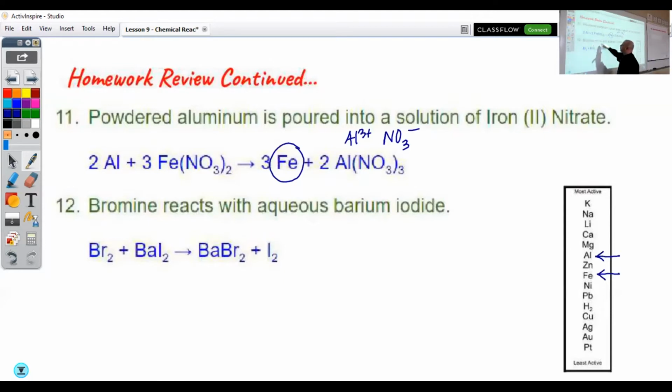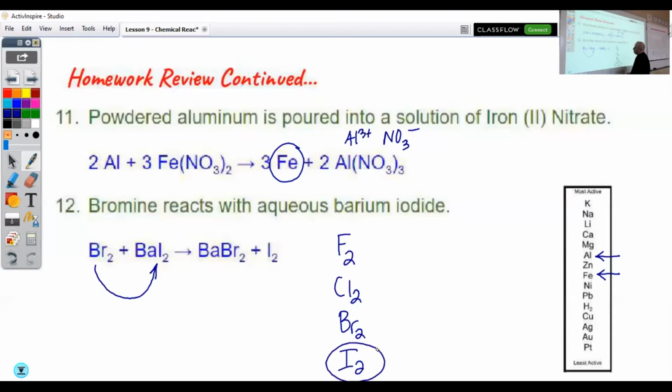Next, we have bromine reacting with aqueous barium iodide. This is one of the few examples that we saw where we have an anion replacing an anion. So we have something that forms a negative charge. So we're going to compare that not to the barium, but to the iodine. And if you think about what it looks like on the table, we have F2, Cl2, Br2, and I2. So we're going to compare Br and I. Here's Br, here's I. I is lower down, so I should end up by itself, or I2 should end up by itself at the end of this reaction.